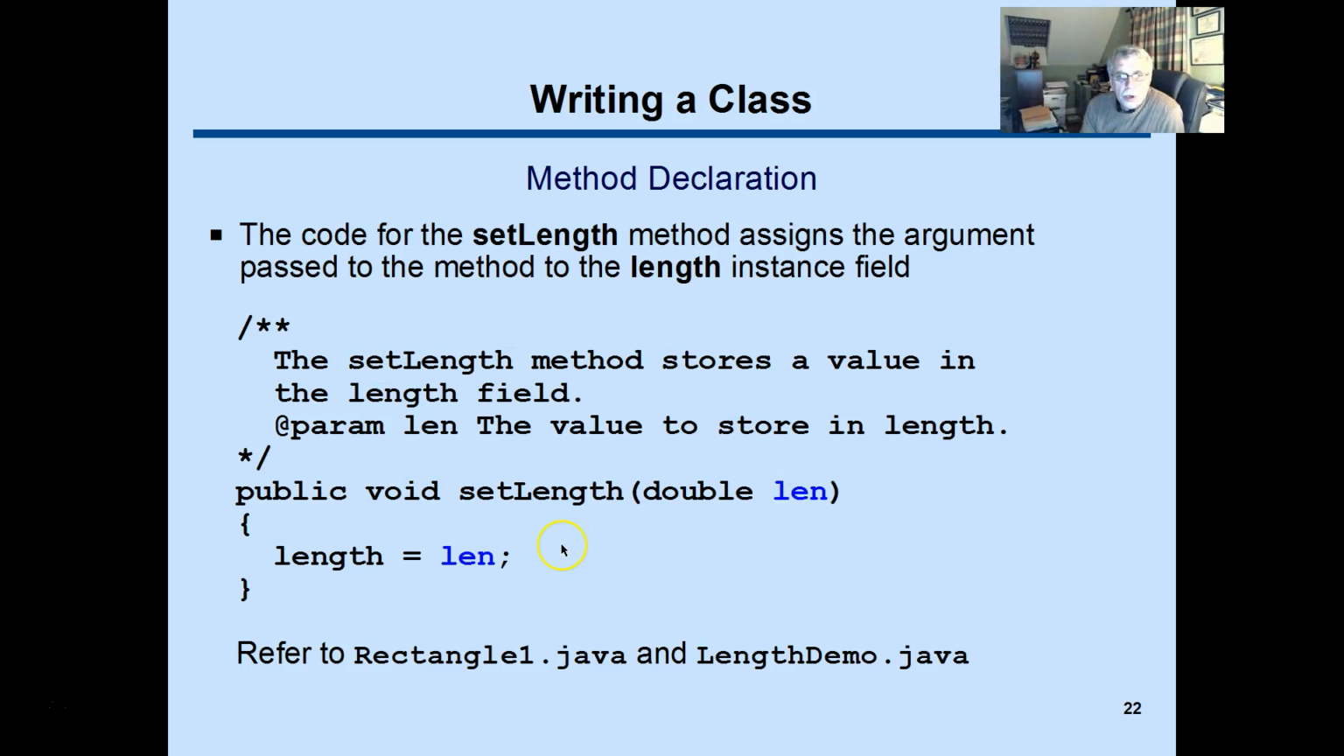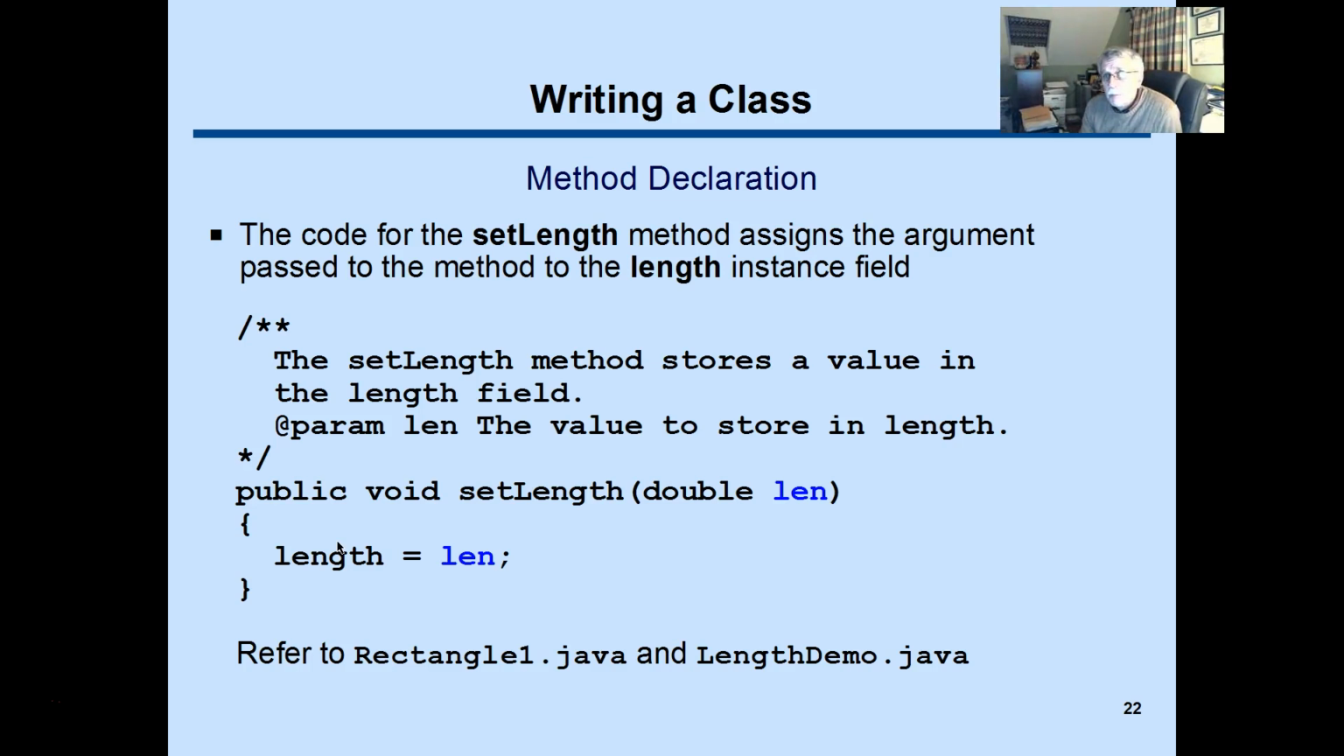Okay, so here's what the code would look like. We'll put some documentation up here. And notice again, we're using a documentation comment, a Javadoc comment, and we've got the param tag indicating len is the name of the parameter and a brief description of what it is, and also a brief description of the method itself. And all it's really doing is taking whatever is passed as input, whatever's passed as an argument, and assigning it to the length member variable.